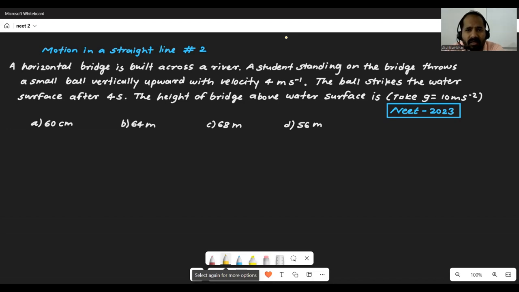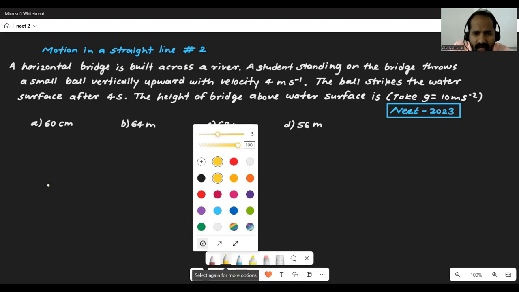So here a horizontal bridge is built across a river. A student standing on a bridge throws a small ball vertically upward with velocity 4 meter per second. The ball strikes the water surface after 4 seconds, and they're asking the height of the bridge above the water surface, and we need to take g as 10 meter per second square. Okay, so it was a question asked in NEET 2023. Let's understand it.